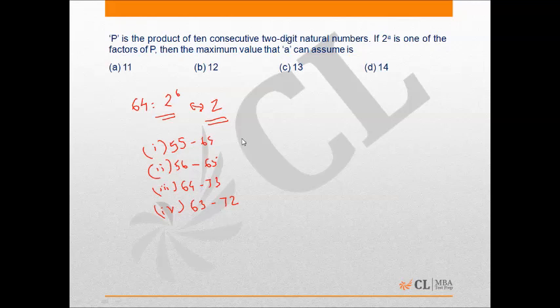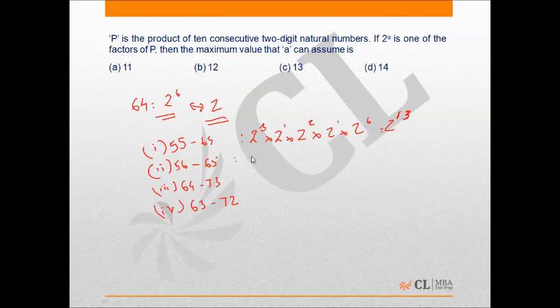Now, in the first scenario, what are the multiples of 2? So we have 56, 58, 60, 62 and 64. Now 56 is divisible by 8, so I can say 2 cubed. 58 would be divisible only by 2. 60 would be divisible by 4, that's 2 squared. 62 will be only divisible by 2. 64 will be divisible by 2 power 6. So I add 3, 1, 2, 1, 6, that's 13. So the product of those 10 consecutive natural numbers will be divisible by 2 power 13.